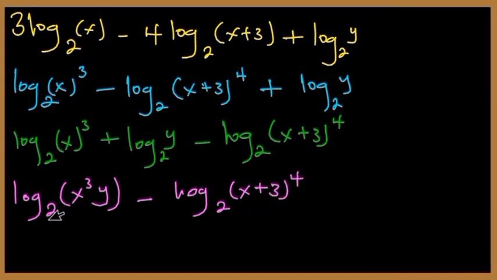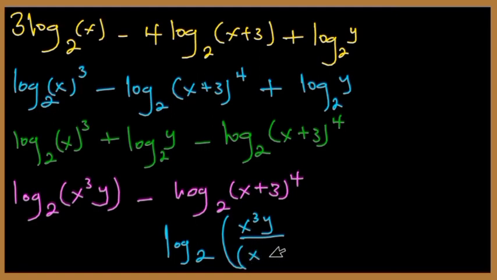From here, the same base and there's a subtraction sign here, so we can rewrite it as minus log base 2 of x to the power 3y all divided by x plus 3 all to the power 4, bracket closing. So this is our condensed form of this log expression.